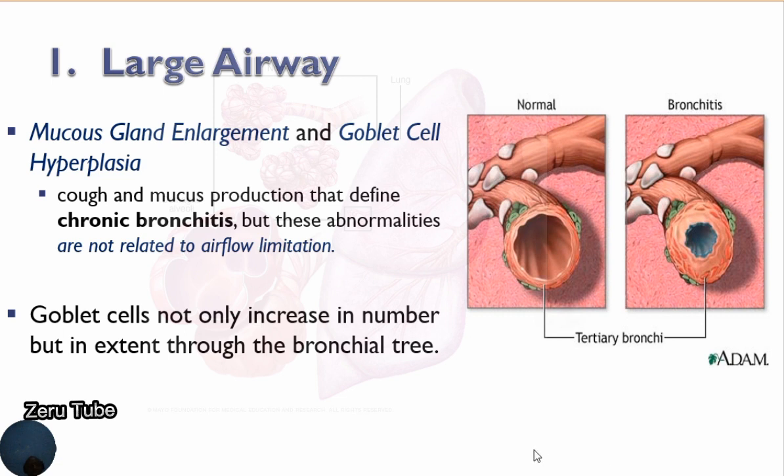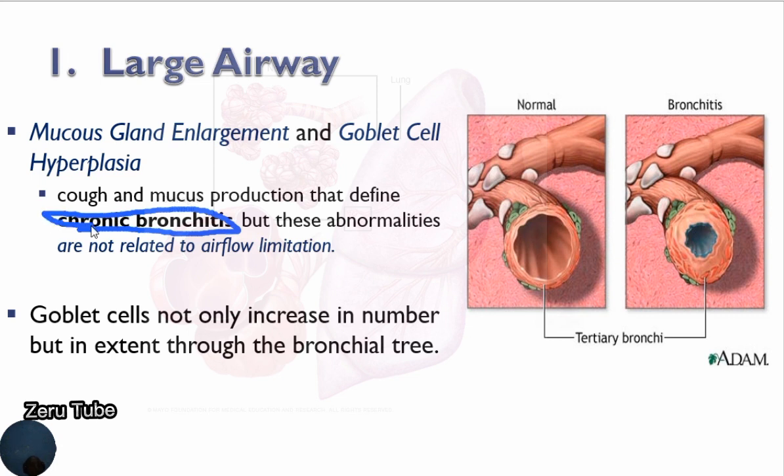Looking at the pathology of COPD, the mucus gland can be enlarged and the goblet cells become hyperplastic. Because the mucus glands enlarge there is more mucus production, and because of goblet cell hyperplasia, more mucus is produced. That defines chronic bronchitis.